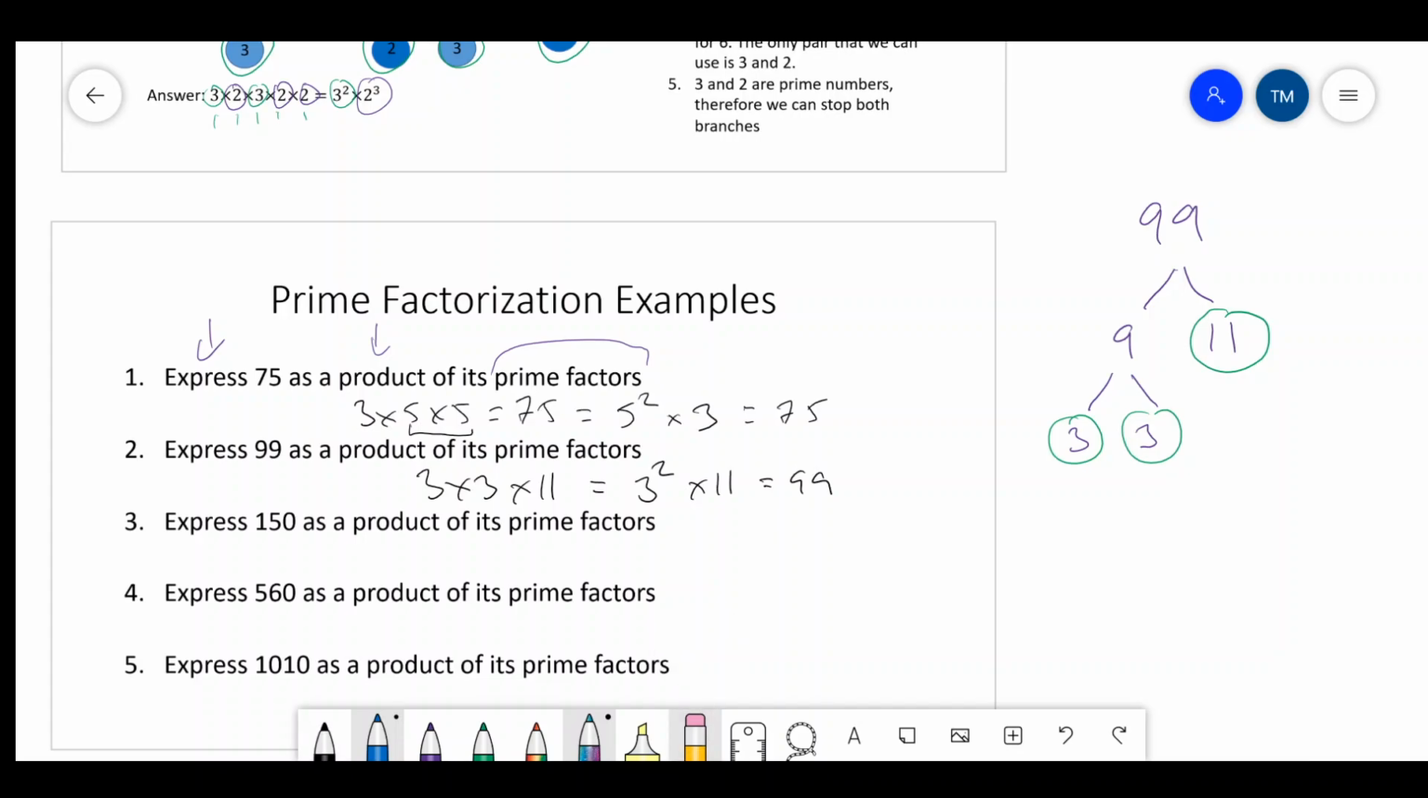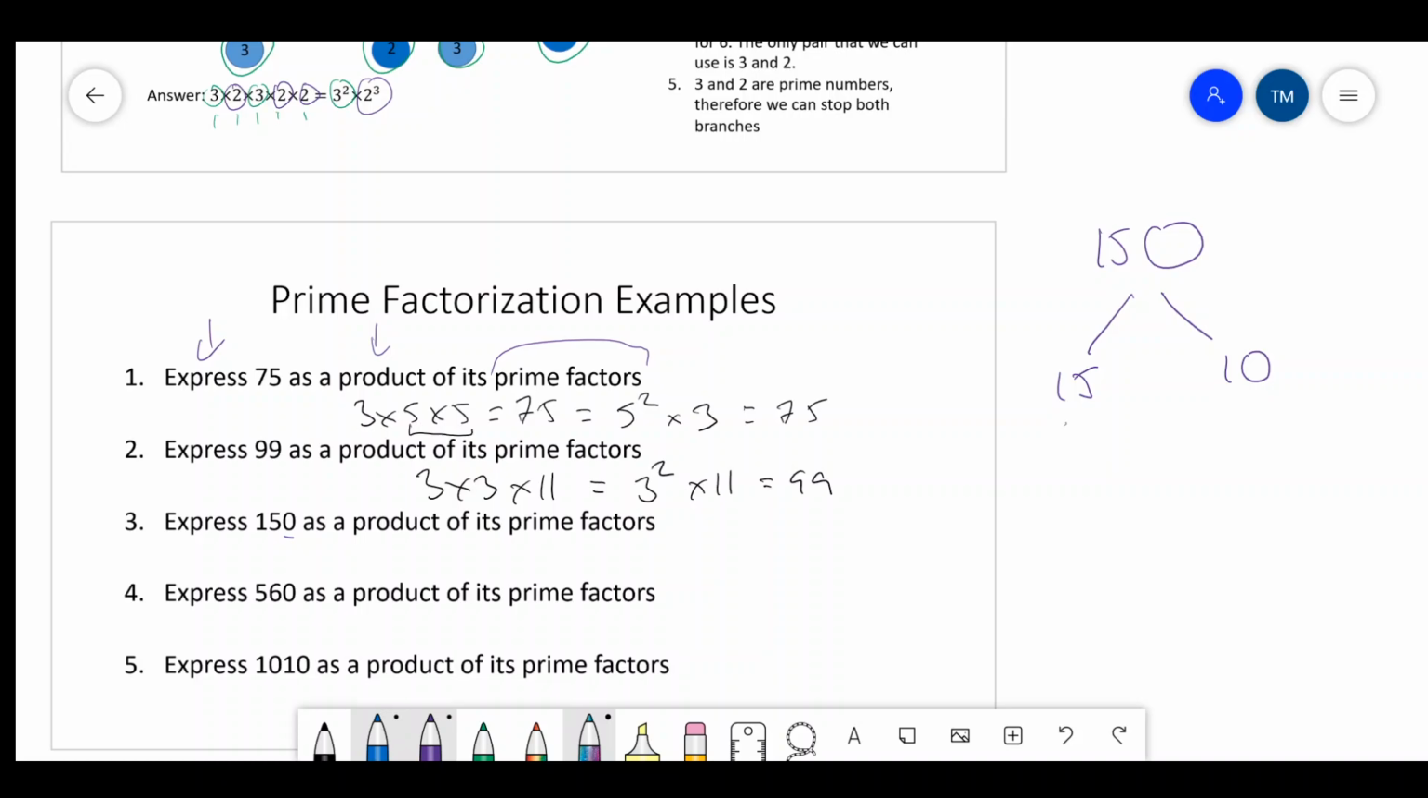The next one that we have is 150. So 150 is a product of its prime factors, and this one is a bigger number. Now we're going into 3 digits. When we get to 3 digits, if we've got a 0 here, I always try and use divide by 10 because it helps us reduce the number very quickly. So divide this by 10, we get 15 and 10.